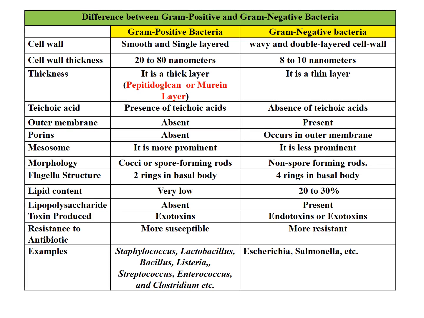Lipid content is very low in gram-positive bacteria, while 20 to 30% is present in gram-negative bacteria, because the cell wall is made up of lipopolysaccharides. That's why it is much higher than that of gram-positive bacteria.